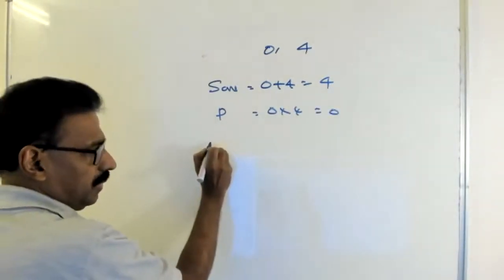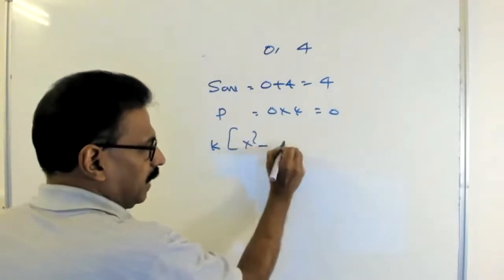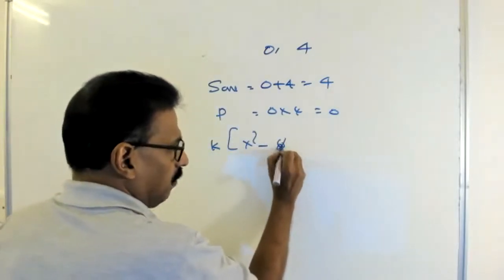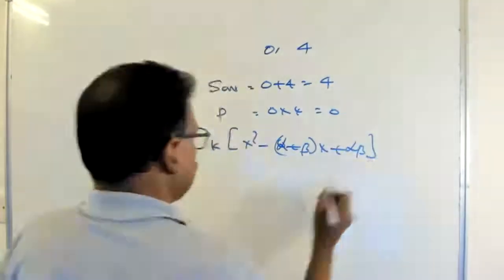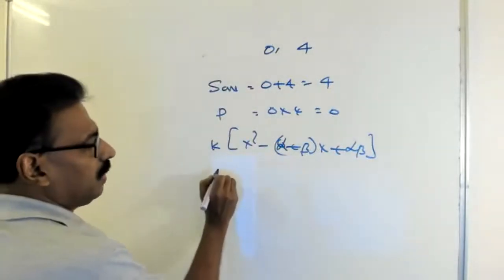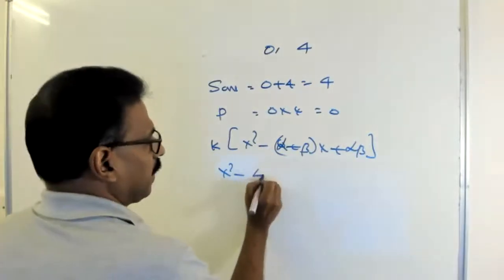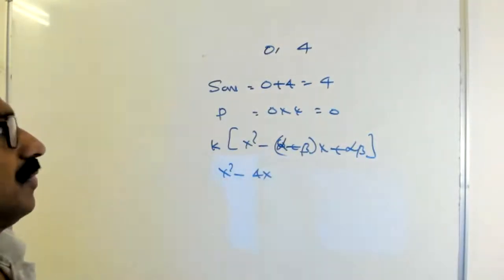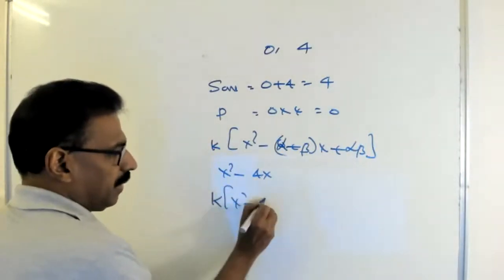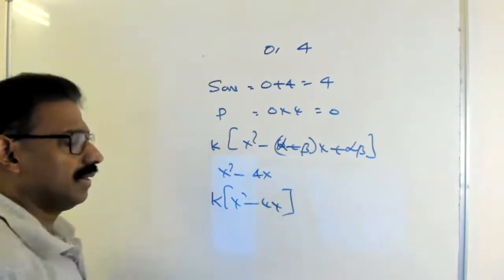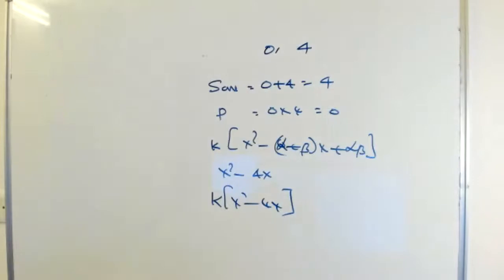Polynomial k into x square minus alpha plus beta into x plus alpha beta. So then first you write one of the polynomials is x square minus 4x. Correct? X square minus 4x, because product is 0. General k into x square minus 4x, where k is any non-zero real number. This way you have to answer it. Okay, write the question.